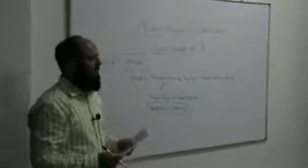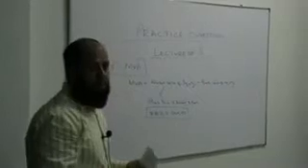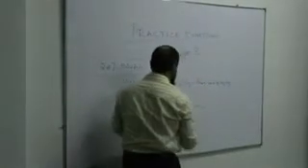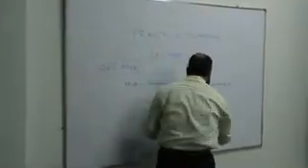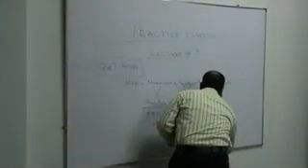So 38.50 is the market price per share, and 1 million is the number of shares. So our market value of equity is 38.5 million, whereas the book value is 20 million. So the difference between these two is 18.5 million.